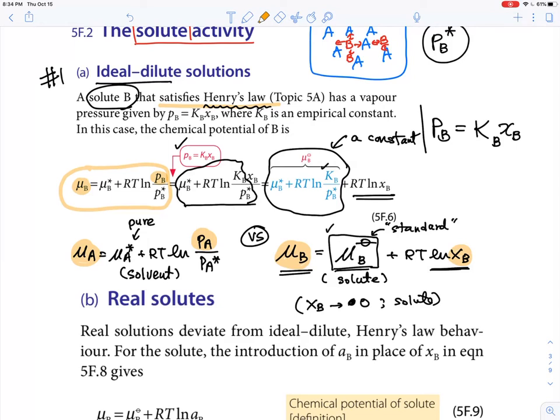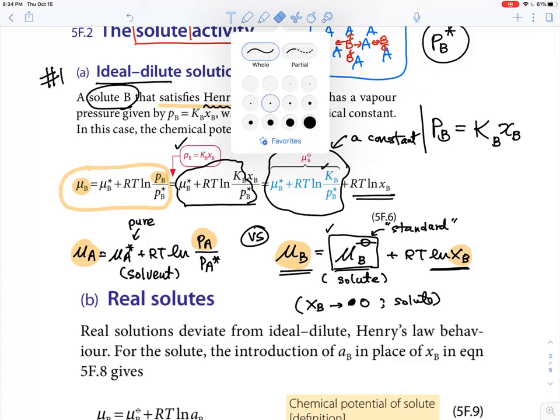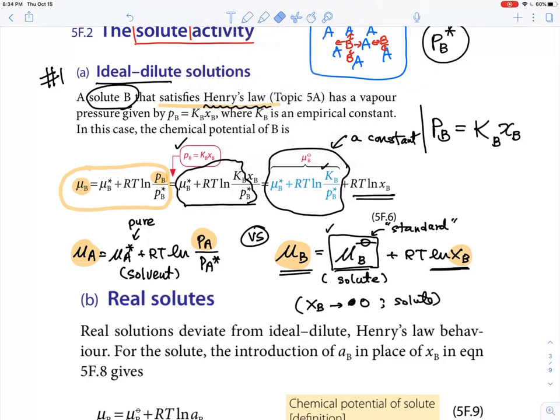Okay. I think actually what I meant to say was, let me delete this, and what I meant to say is that this will be an XA. And this is trying to relate to the pure state, and this is the case where Raoult's law applies, whereas Henry's law applies in this pair.